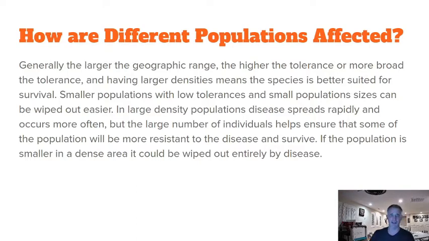If the population is smaller in a dense area, it could actually be wiped out entirely by a disease, which is why when we get populations that are really small, we tend to put those organisms either on protected or endangered species lists to try to protect them a little bit better.